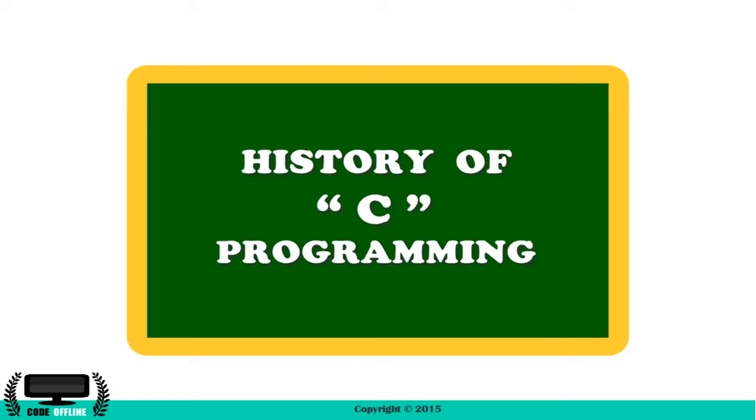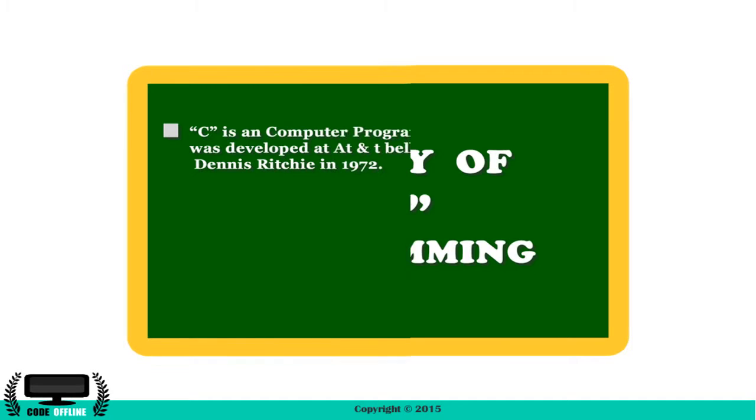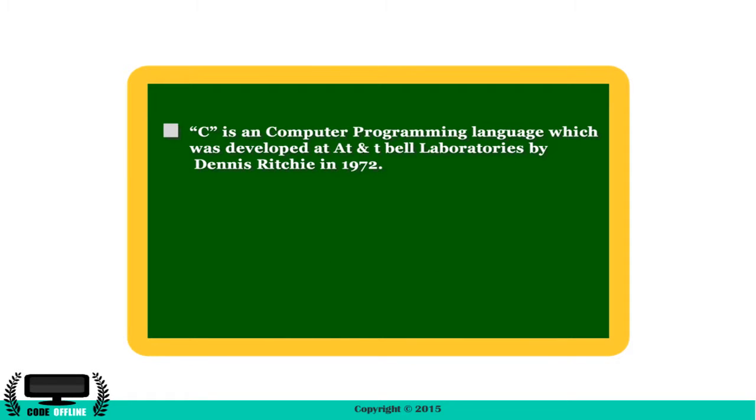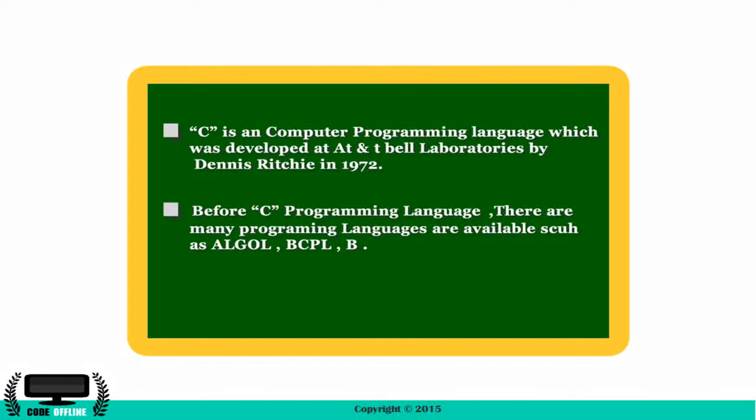In this lesson, I'm going to show you the history of the C programming language. C is a computer programming language which was developed at AT&T Bell Laboratories by Denis Ritchie in 1972. Before C, there were many programming languages available such as Algol, BCPL, and B, but these programming languages have their own limitations.